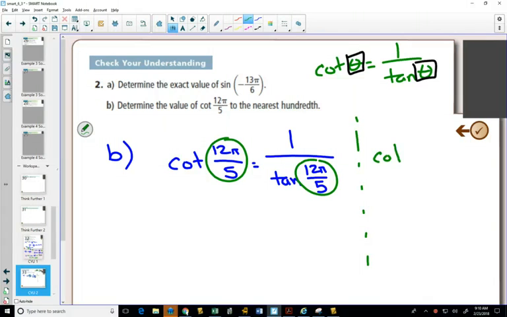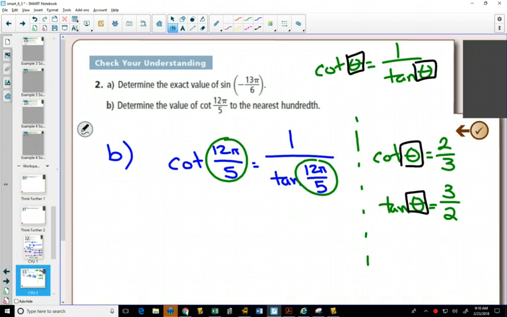If we had cotangent of theta was 2 over 3, then we could write that tangent of theta is 3 over 2. So there's a couple of ways that we can do the reciprocal. We can do the reciprocal with the ratio, which I've done on the right here. So the ratio gets flipped. Notice here too the angle stayed the same. So the angles never change.